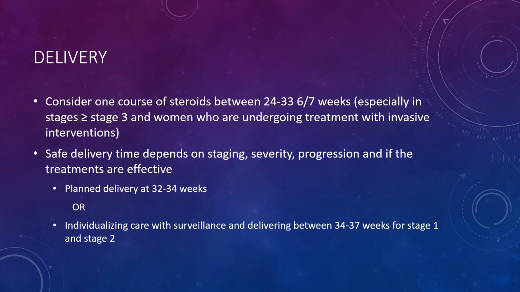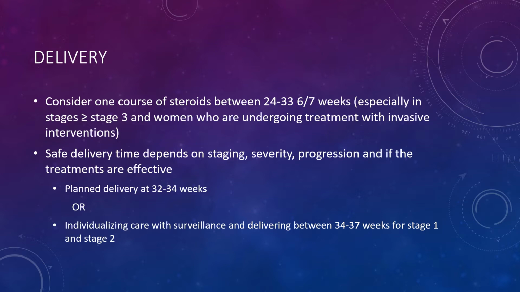So when is the best time to deliver these babies? First things first is we want to consider one course of steroids between 24 and 33 weeks and 6 days, especially if they're in the more severe stages of greater than stage 3, and if they're undergoing treatment with invasive interventions, just to try to develop the baby's lungs.